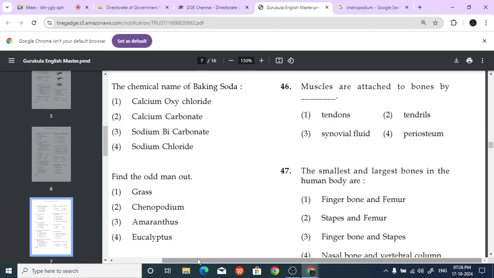Okay. The smallest and the largest bones in the human body. The answer is stapes and femur. Stapes is a small bone. It is there in your ear. It is in your ear. Kan, no? What is it in Hindi for ear? Kan.